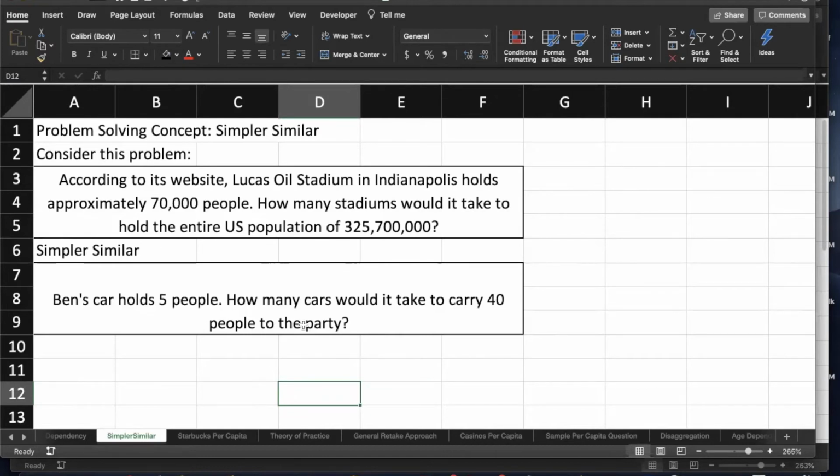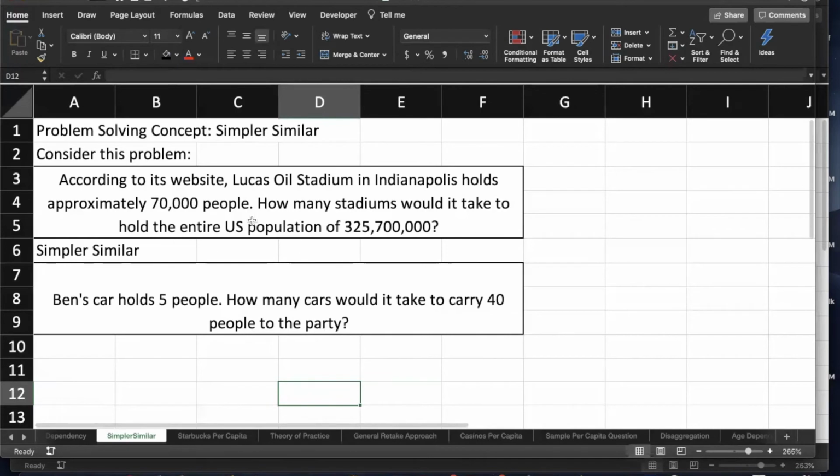But one of the strategies that is really important that you're already using in your life is what I call simpler similar. It's where you take a complicated problem and you either make it simpler or you make it similar, or you do both at the same time in order to get access to a way to solve it.